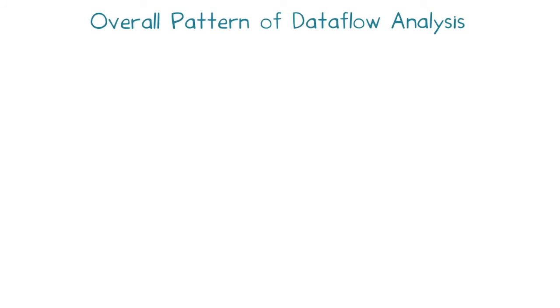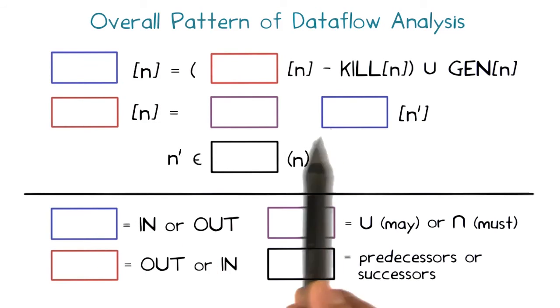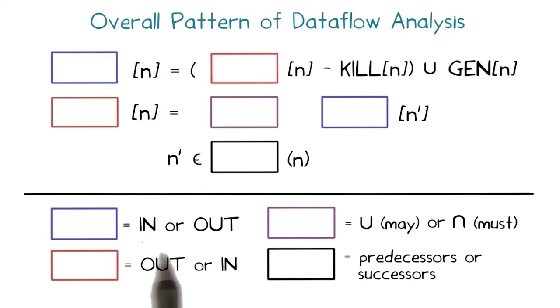As you may have noticed at this point, the 4 data flow analyses that we discussed follow a common pattern in the 2 operations that they apply. This pattern is as follows. The blue and red boxes represent the in or out sets.